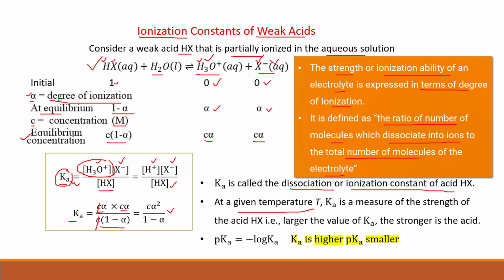At a given temperature T, Ka is a measure of the strength of the acid HX, that is, the larger the value of Ka, the stronger the acid. Now if we take the negative log of Ka, we get pKa. So pKa is equal to minus log Ka. According to this relationship, if Ka is higher, then pKa will be smaller. So for a stronger acid, pKa is smaller.